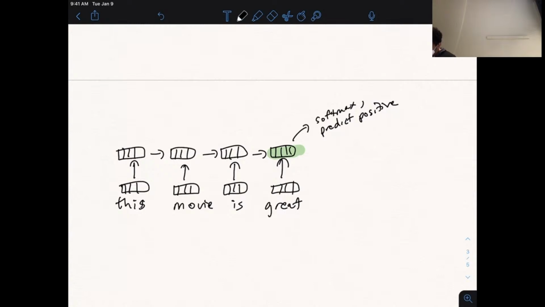So the key trick here is that these word embeddings come from a language model.